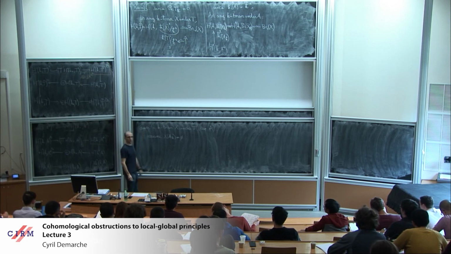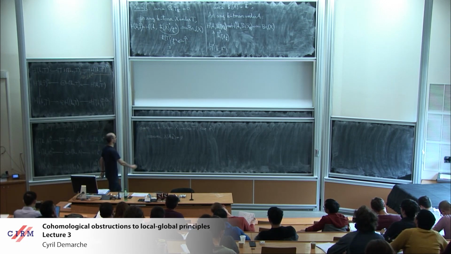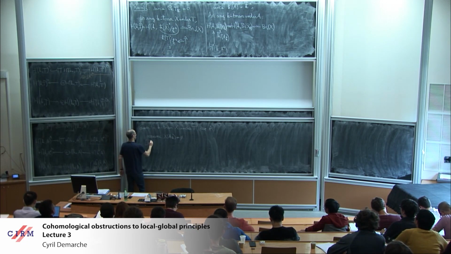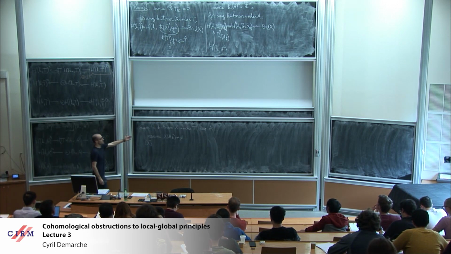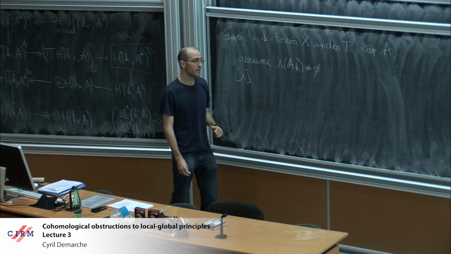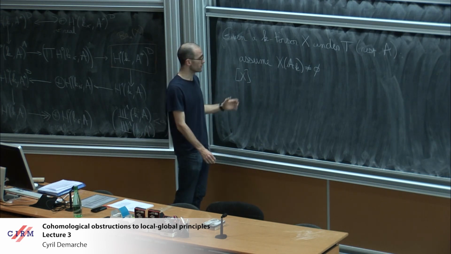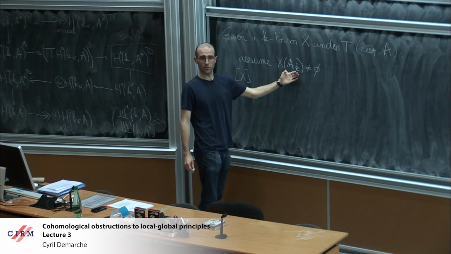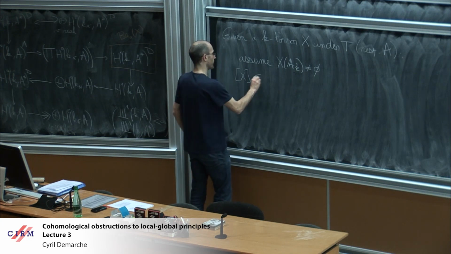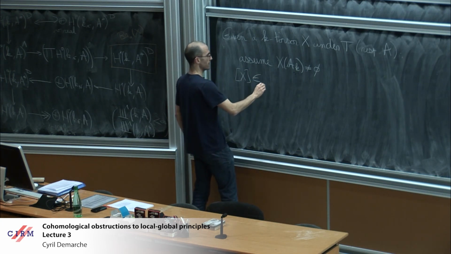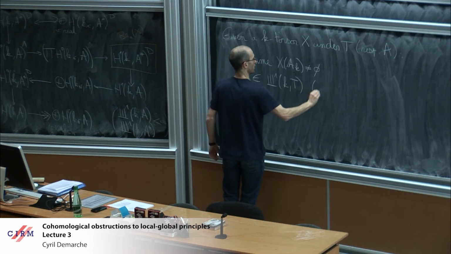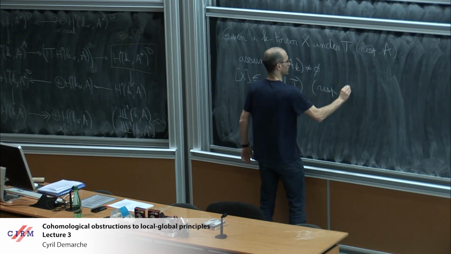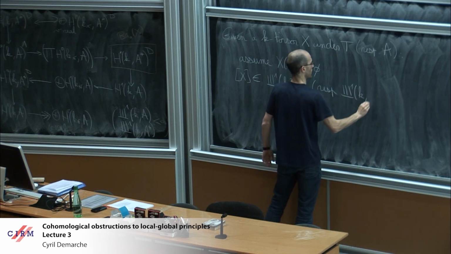What does it mean in terms of Galois cohomology? It means that the class of the torsor X, which is in H1(k,T) or H1(k,A), is in fact in Sha1, because it is locally trivial, it has points locally everywhere, okay? So this class here is in Sha1 of kT or Sha1 of kA.